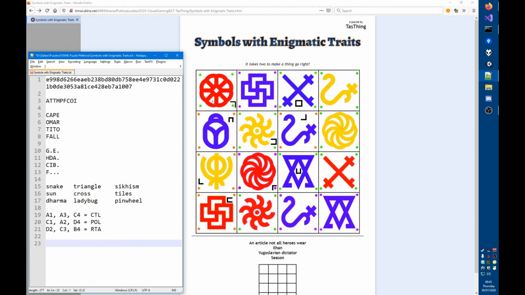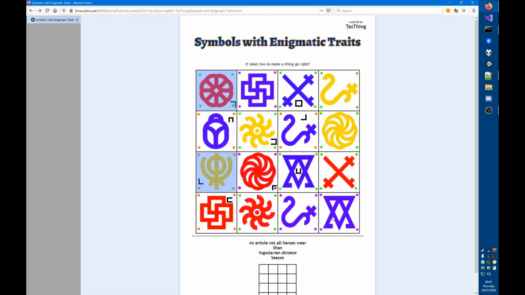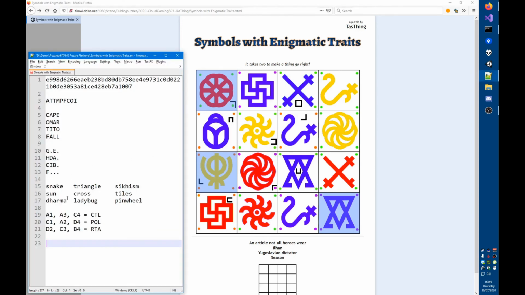Okay, let me just very quickly verify that the sets that I have are actually sets. Colors check out, and Dharma, Sikhism, and... Oh, this doesn't check out. Dharma, Sikhism requires cross, and not triangle.